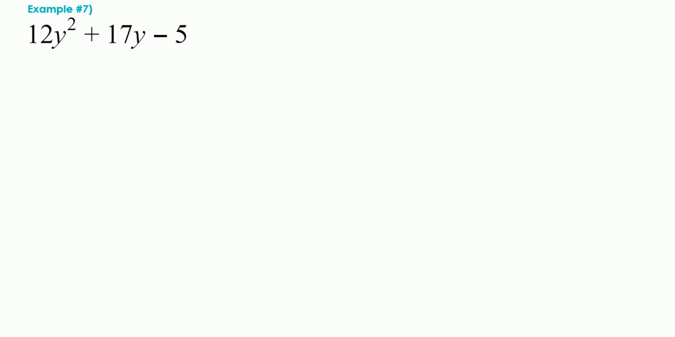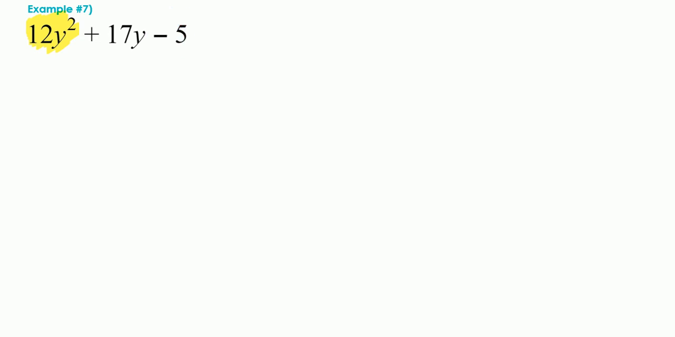All right, here's yet another example of factoring a quadratic trinomial where that leading coefficient is not a 1. So remember, check to make sure it's in standard form. So I have 12y squared at the front of my problem. The constant at the end, in this case, is a -5.